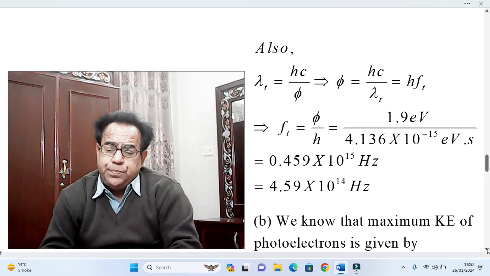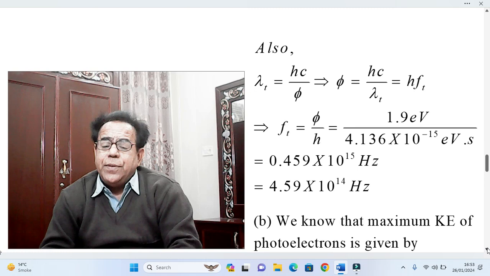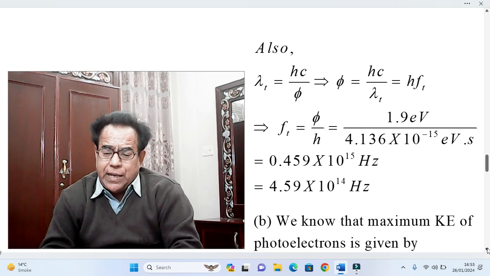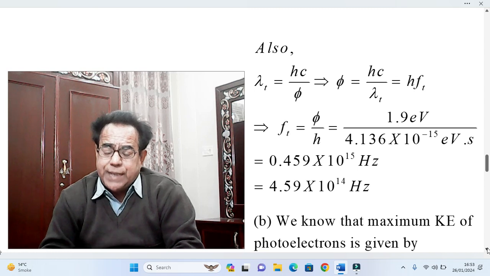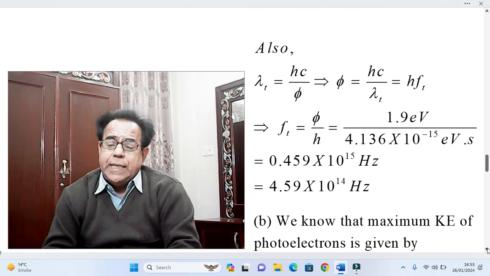So we will put both these values. The numerator value has been taken from the statement rather than from the table, in which it is given as 1.95, while the denominator value, that is the value of Planck's constant h, has been taken from the table which has been included as snapshot number 1.